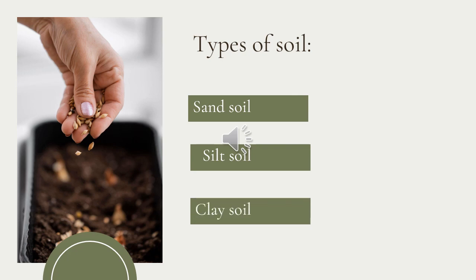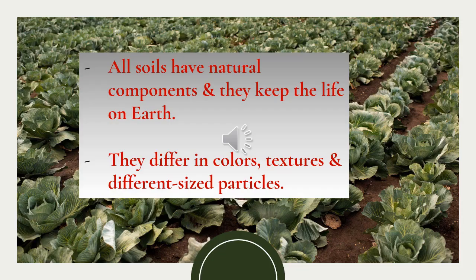Do you think that all the soil around the world has the same type? Definitely no. We have three different types of soil, which are sand soil, silt soil, and clay soil. The different types of soil have different colors, textures, and different sized particles.